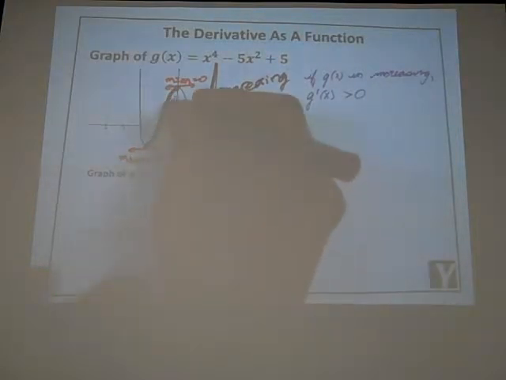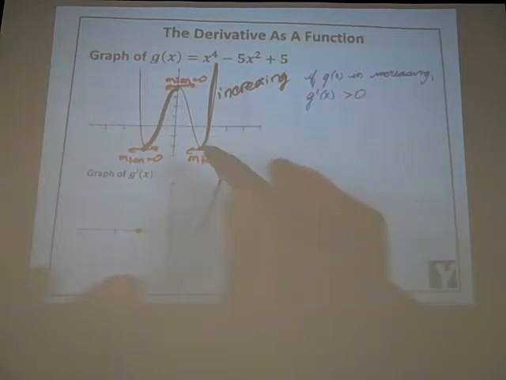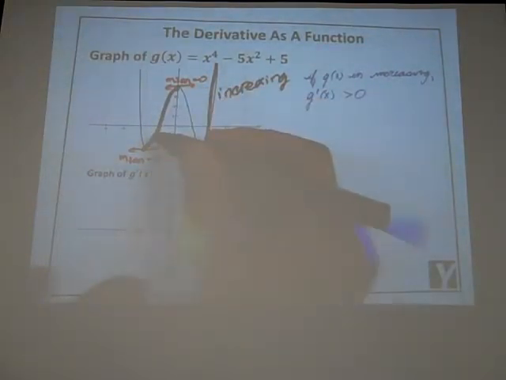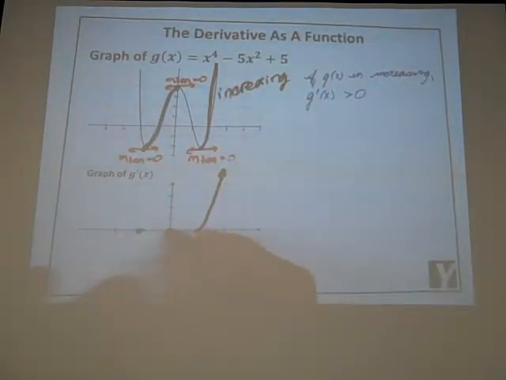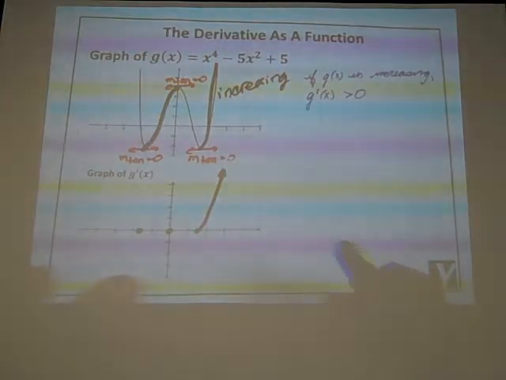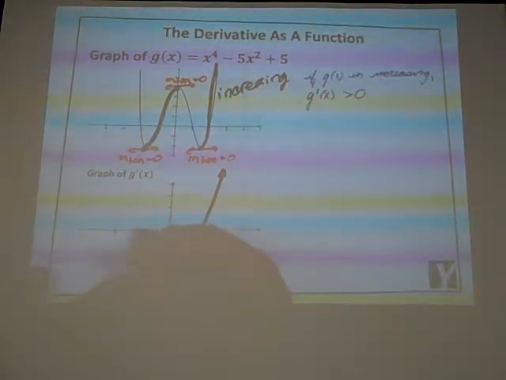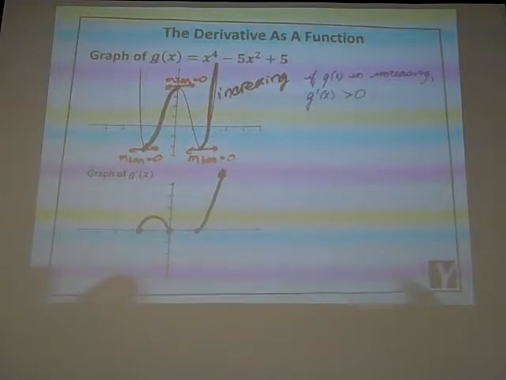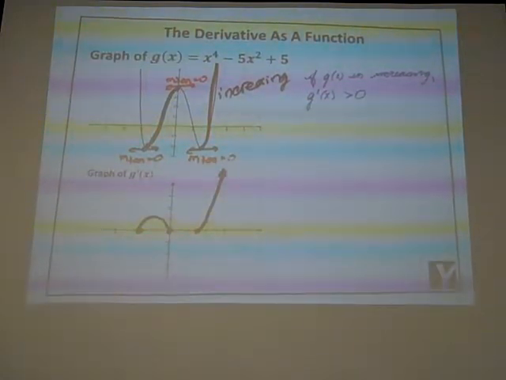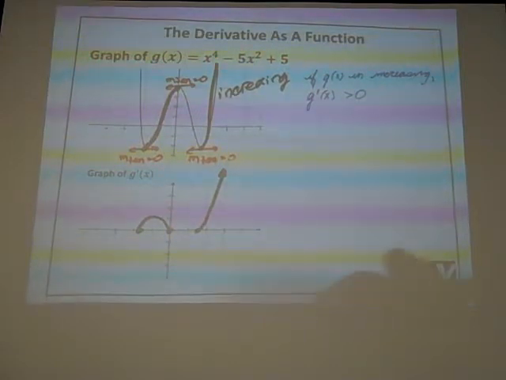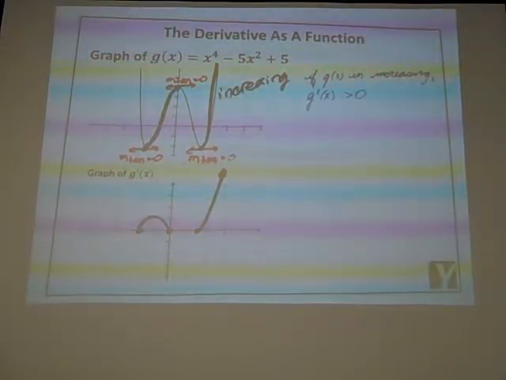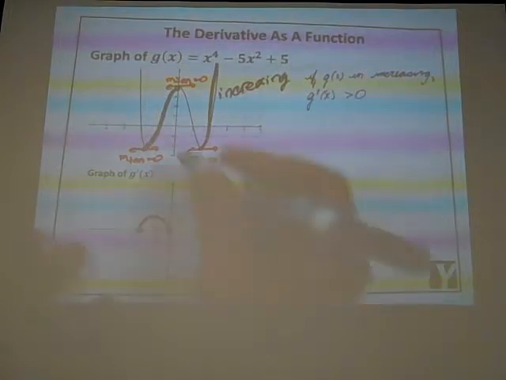Let's look at this piece over here. From the minimum to the maximum, the function G is increasing. So from this root to this root, I expect that the derivative will be positive. So we're just going to do that. Great. Well, we've got one more thing to do. We haven't figured out what the derivative should look like in these other intervals.